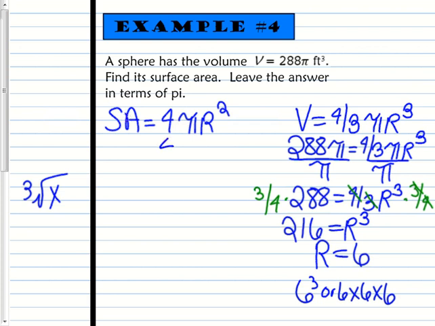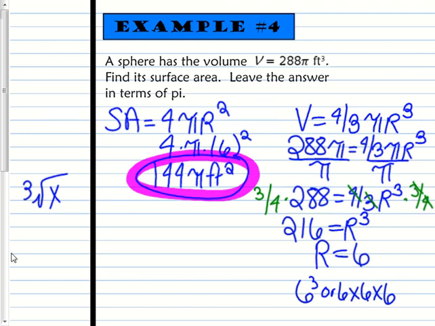So I'm going to come back here, 4 times pi times radius, which is 6 squared. Okay? Go ahead and multiply all of that out together, and you're going to leave it in terms of pi. Pause this video, and please write your answer in terms of pi. Okay, the answer is 144 pi feet squared. It's squared because we're talking about surface area, the area of the outside surface of that sphere.